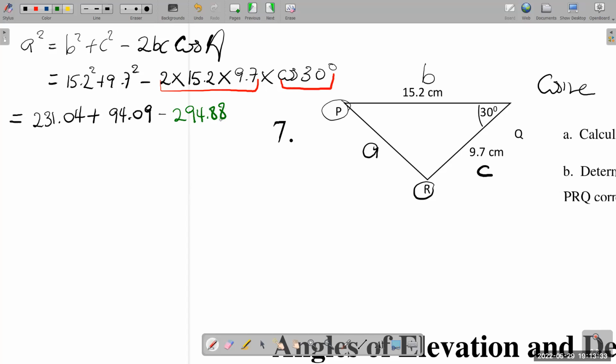294.88. Excellent. And times, what is cos 30? Somebody go ahead. Okay. All right. Now let me pause right here. Let me stop the music.